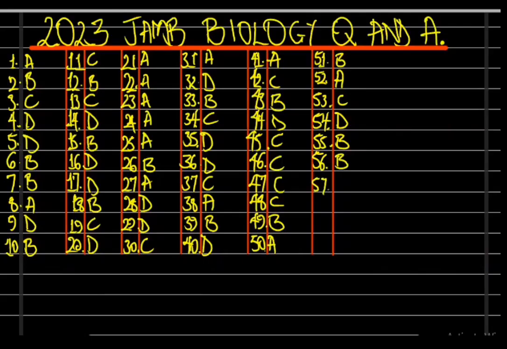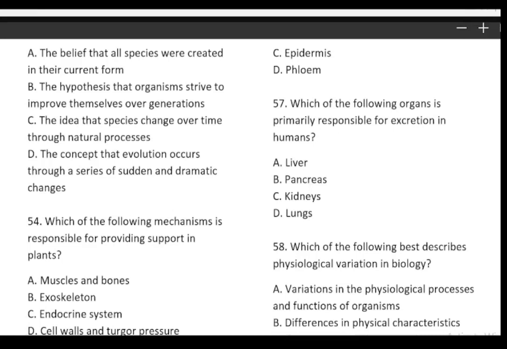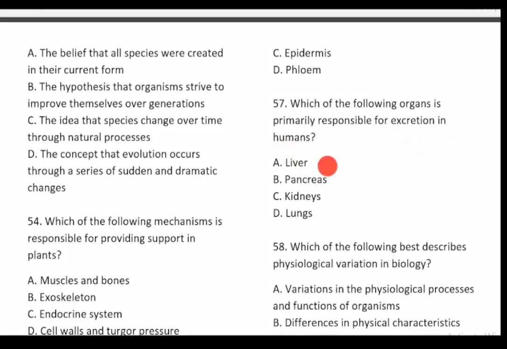And then we have question 57. Which of the following organs is primarily responsible for excretion in humans? Liver, pancreas, kidney, lungs. We have the liver to be responsible for storage of glucose when it is in storage form, which is in the form of glycogen. So liver helps to store glycogen. Pancreas is responsible for producing insulin and glucagon.